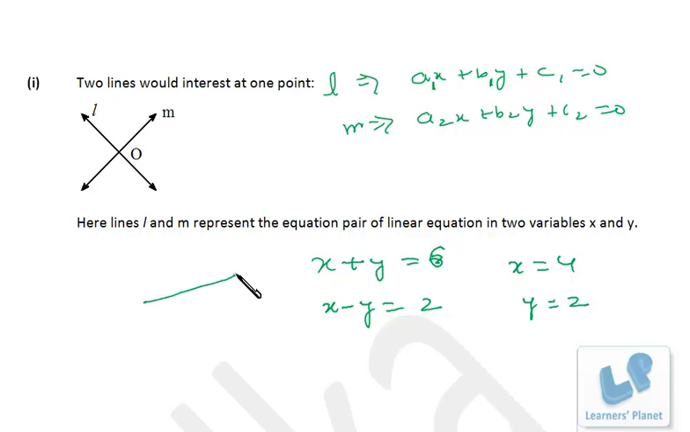That's 4 and 2. If you draw the line x plus y is equal to 6, and if you draw the line x minus y is equal to 2, they are going to meet at this point, and this will be 4 and 2, right? In other words, we can say that if the lines are intersecting at one point, that particular point is the solution of the system of equations. So in this case, 4 and 2 is the solution of the system. Both the lines are meeting at one point, and the coordinates of that point are 4 and 2, right?